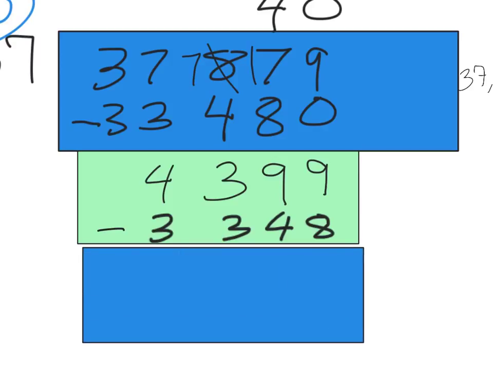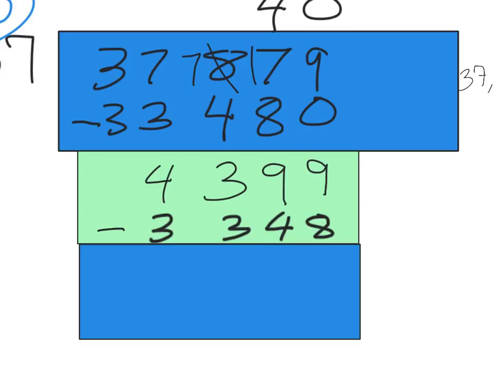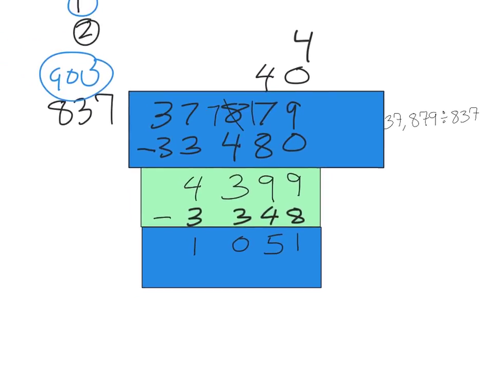Let's make our next area box. And 9 minus 8 is going to give me 1. 9 minus 4 is going to give me 5 right there. 3 minus 3 is going to zero out, right? And then 4 minus 3 is going to give me 1. And bam, there you have it. So now I'm going to come back up here, and I can see that 837 will fit in here one more time. So I'm going to add another 1 right above that 4. And then 1 times 837 will give me 837.